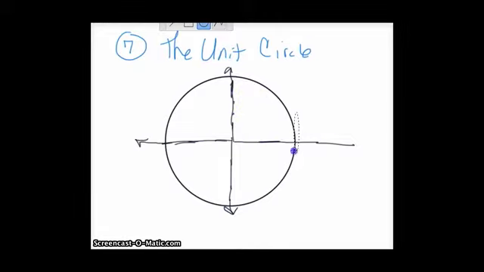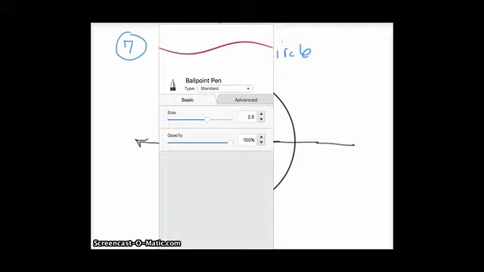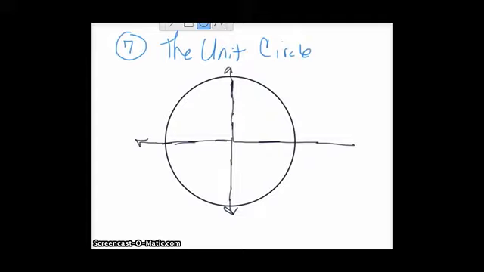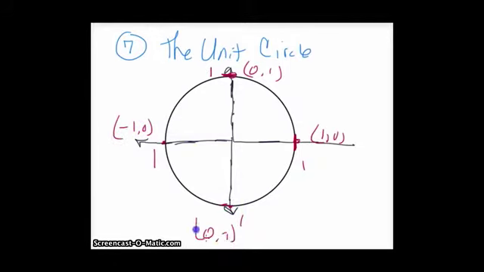So now the unit, okay, so this is 1. This is 1. This is 1. This is 1. Matter of fact, the ordered pairs are all these: 1, 0, right? This is 0, comma 1. This is negative 1, comma 0. We're using the coordinate plane. 0, comma negative 1. Okay, but you get what I'm talking about.